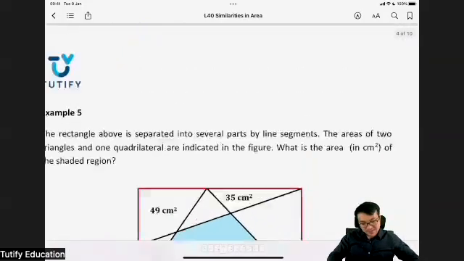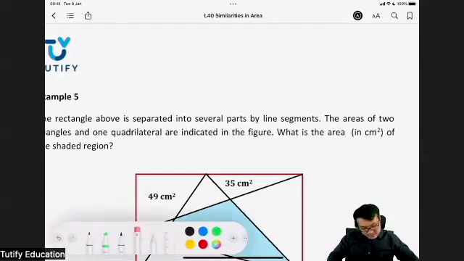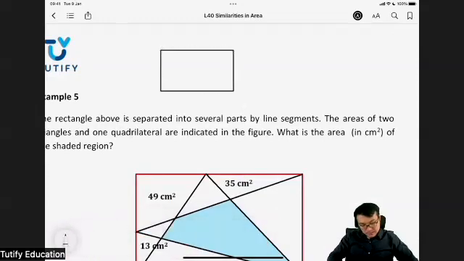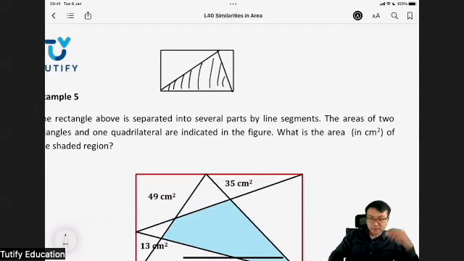Junchen, can I ask you something? Let's say I have a rectangle, Junchen. If I draw a triangle inside this rectangle, can you tell me what fraction, okay, let's shade it. What fraction of the rectangle is being shaded right now? Can you tell me?